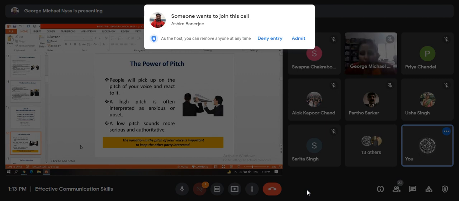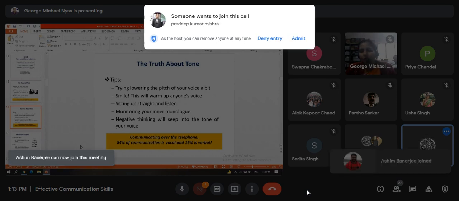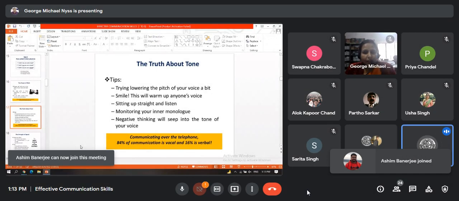I'm going to share some tips about the tone. Try lowering the pitch of your voice a bit. Smile. This will warm up anyone's voice. Sit up straight and listen. Monitor your inner monologue, because negative thinking will seep into the tone of your voice.